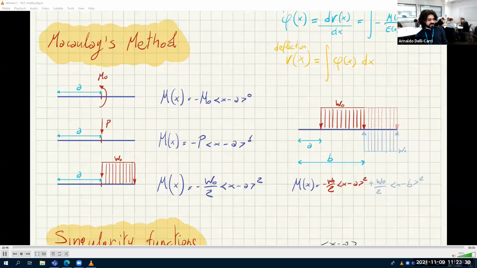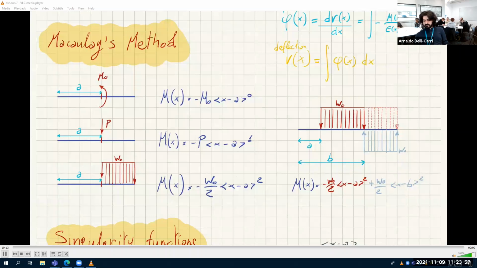So in order to cancel this part that you don't want, you have to create a fake distributed load that acts in the opposite direction and starts now at B and ends at the end. So in order to treat these kind of loads, you need two terms: the original one and the one that must cancel whatever you don't need.